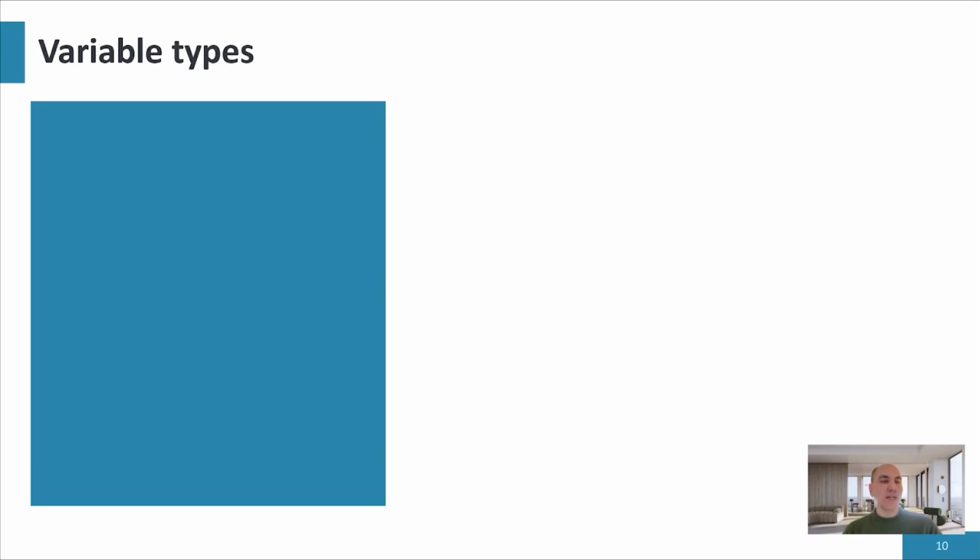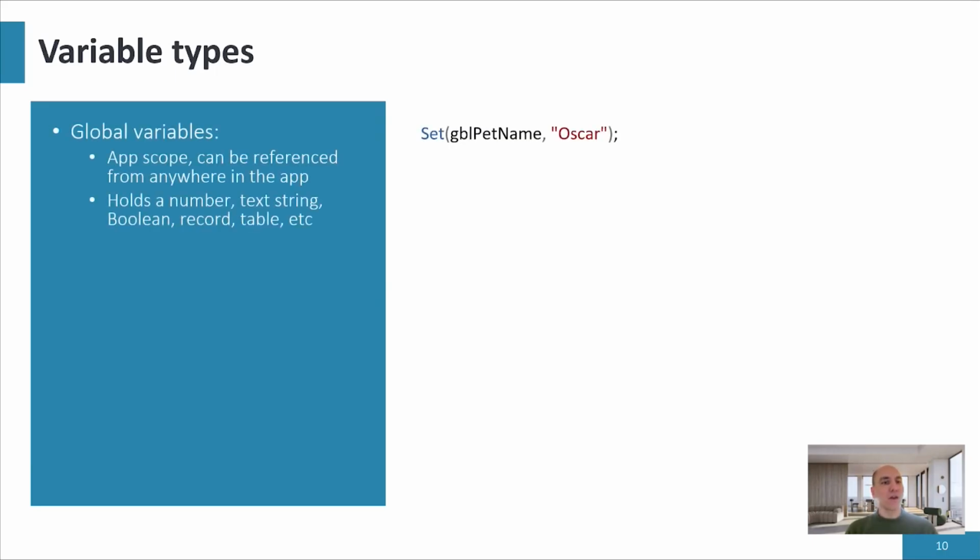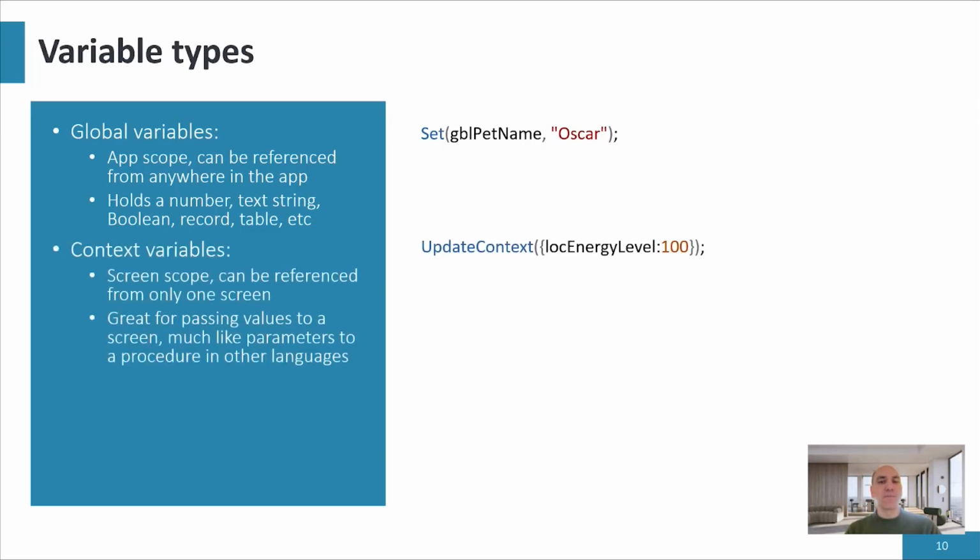So there we looked at collections. I'm just going to have a little refresh on some variable types right here. So we've got things like global variables. Right here we use the set function. Here I'm setting a pet name to Oscar. Oscar is my dog, so I'm going to use that as the example. They can be seen anywhere in the app.